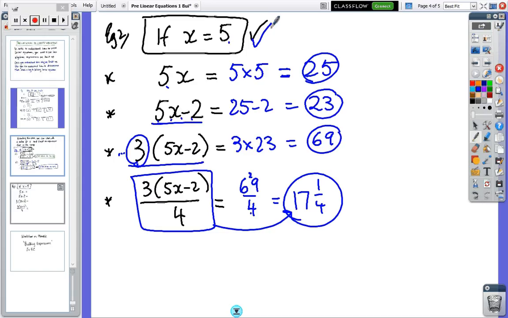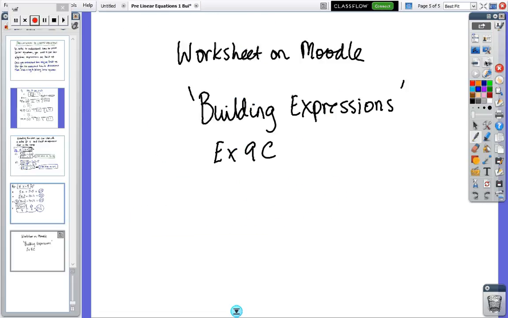So building up an expression is really important, because when we're solving equations later on, we're going to deconstruct. There's an exercise on Moodle called Building Expressions, exercise 9C, that you need to have a go at, and the answers are on the page. Okay, thanks for that.